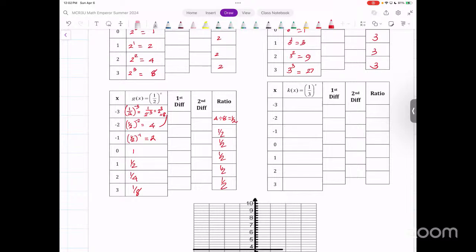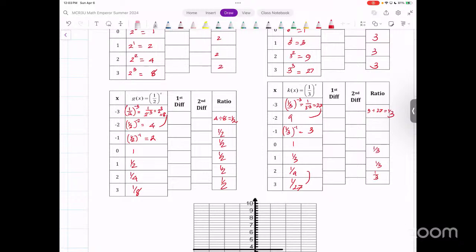I don't want to fill the table, but let's do it for practice. This is 1/3 to the power of negative 3. It's going to be 27. This is 9. This is 3, because 1/3 to the power of negative 1 is 3. This is 1. 3 to the power of 1 is 1/3. 1/9. 1/27. If you take the ratio, 9 divided by 27 is going to be 1/3. And then if you do this one, all going to be 1/3.